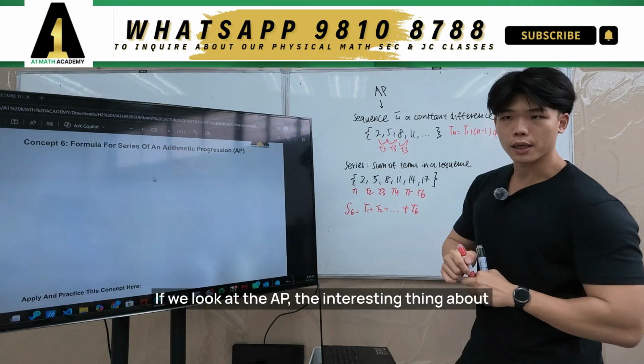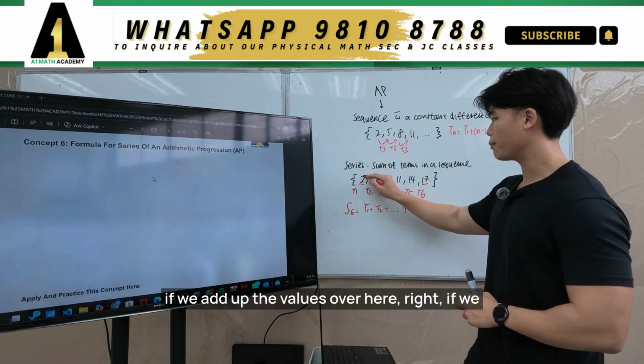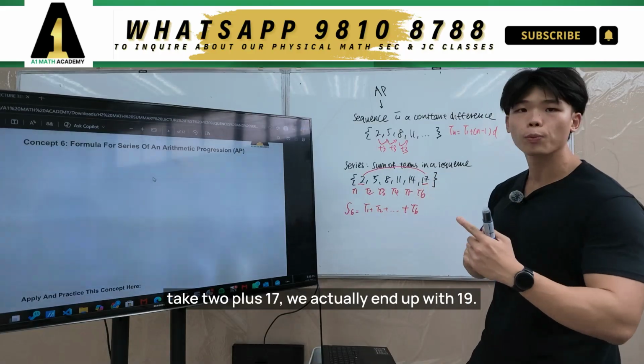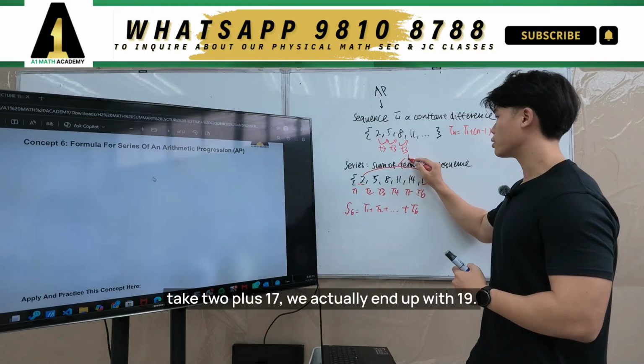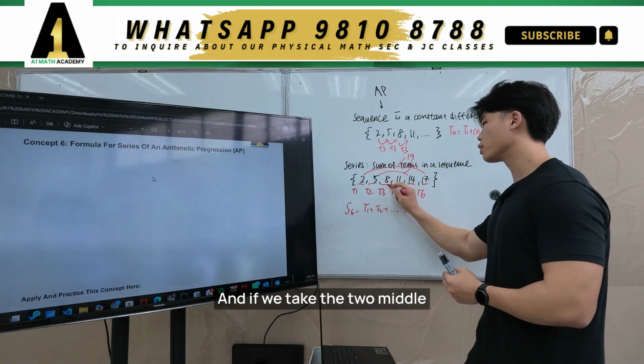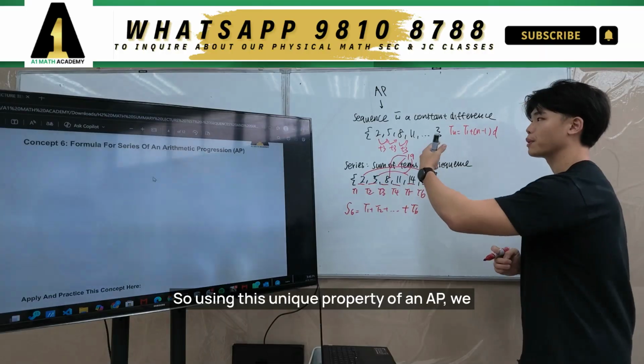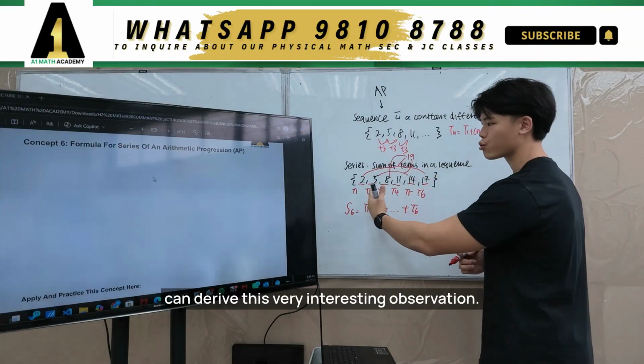If we look at the AP, the interesting thing is that the first term and the last term, if we add up the values over here, 2 plus 17, we end up with 19. If we take 5 plus 14, we end up with 19. And if we take the 2 middle terms, you end up with 19. So using this unique property of an AP, we can derive this very interesting observation.